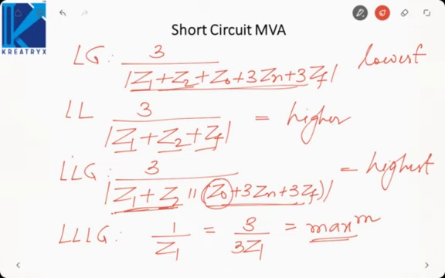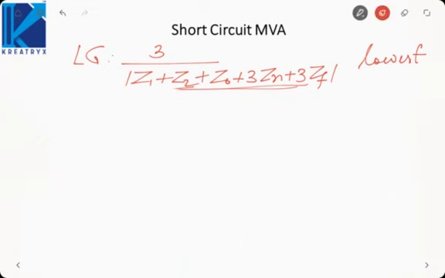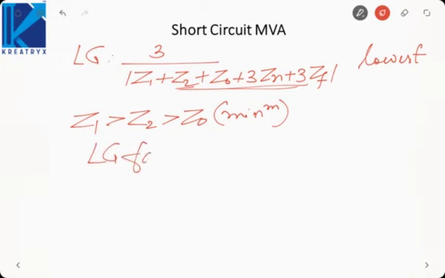But now suppose I eliminate the transmission line from the system. How? I can say that the fault is occurring at the terminals of the generator. Then the transmission line actually does not come into the picture. And as far as we know, for a generator, Z1 is greater than Z2 is greater than Z0. So Z0 is actually minimum. So this order will be reversed, and LG fault will be most severe, or it will have the maximum short circuit MVA.